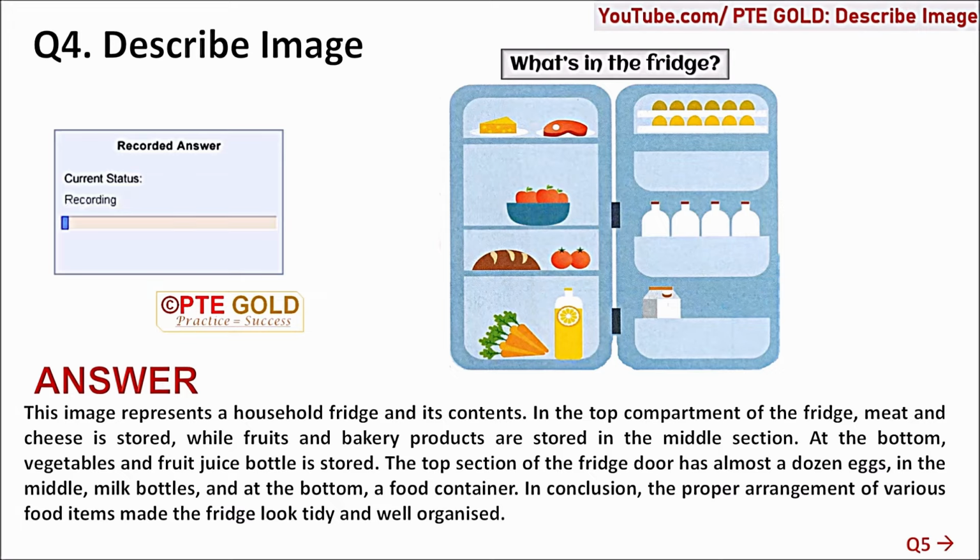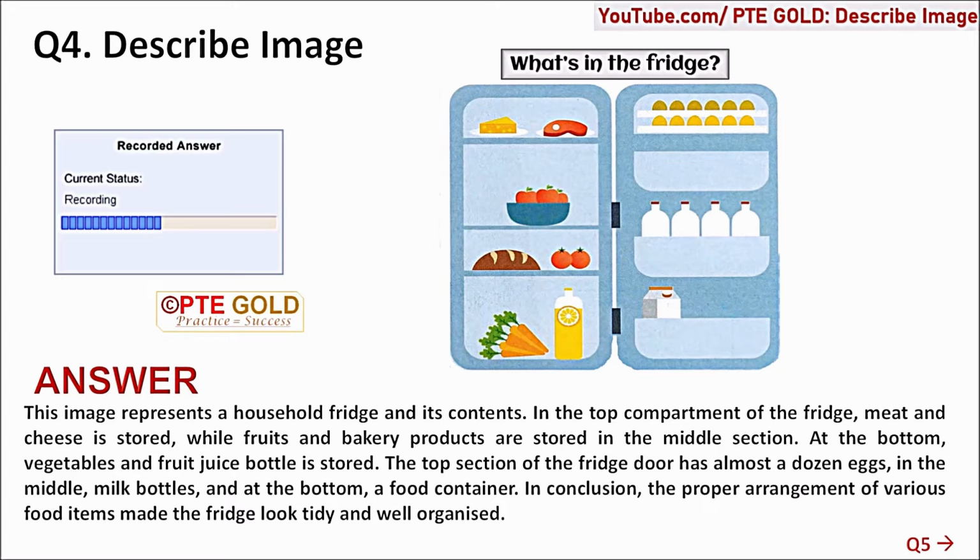This image represents a household fridge and its contents. In the top compartment of the fridge, meat and cheese is stored, while fruits and bakery products are stored in the middle section. At the bottom, vegetables and fruit juice bottle is stored.